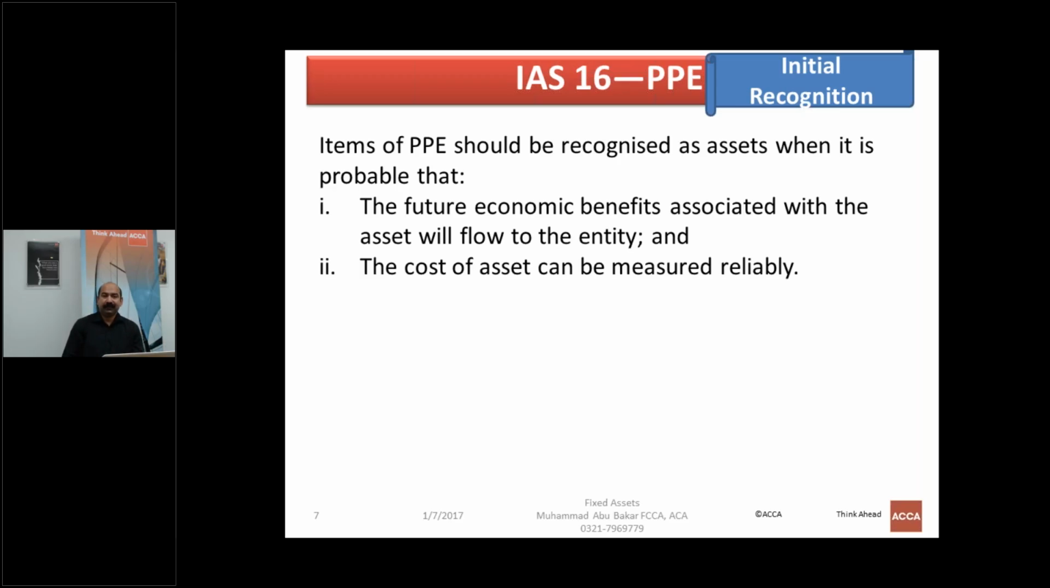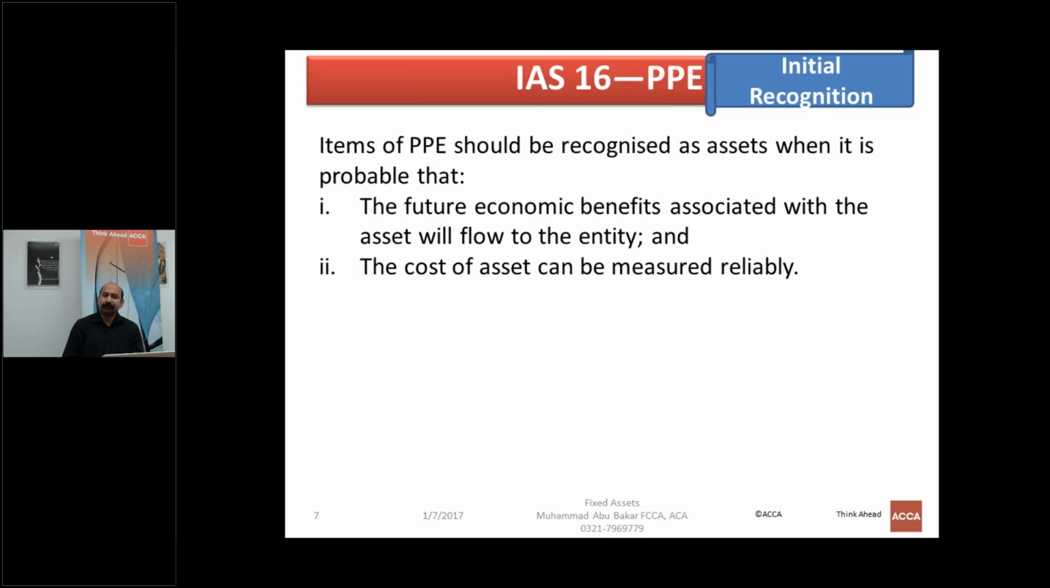Otherwise, they cannot operate. Otherwise, the local government will not allow them to operate. They cannot generate cash flows from their main activity, from their other assets, unless they buy these assets. So these assets are basically enablers. Enabler means without which you cannot generate cash flows from your other assets.